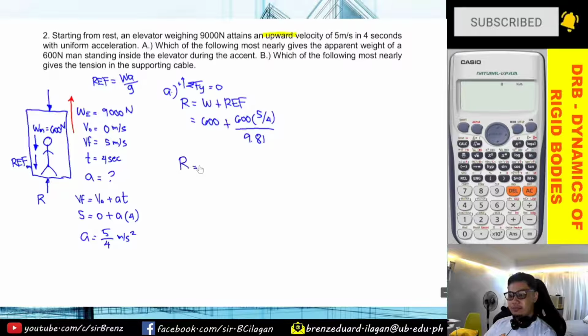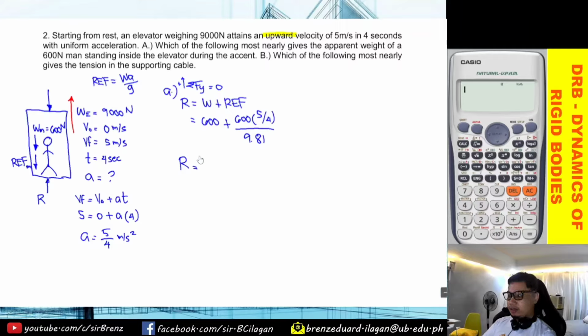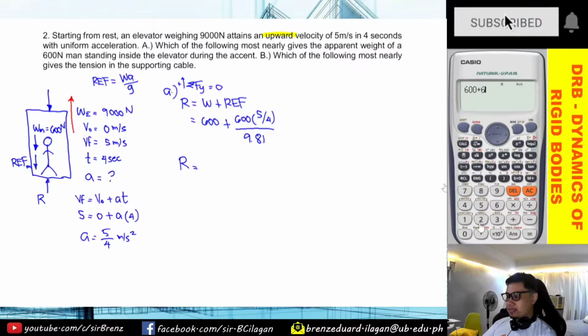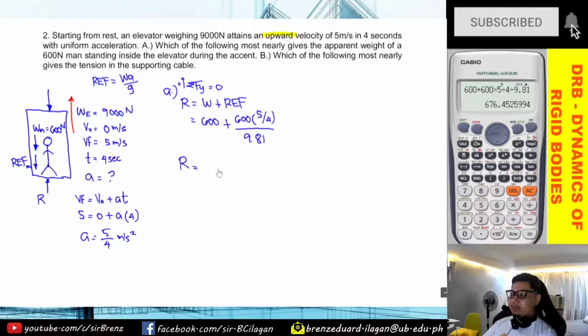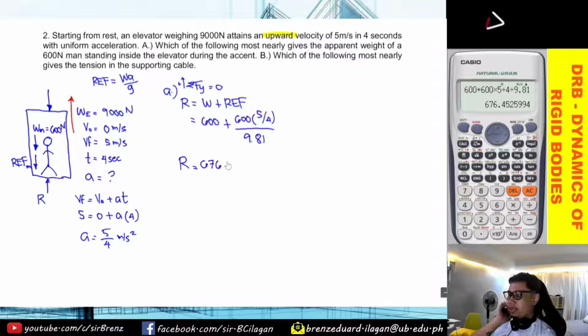So what will be the force exerted by the man on the floor? So that is 600. Open ko lang yung calculator. So that is 600 plus 600 times 5 divided by 4 and then divided by 9.81. Ayan. So nadagdagan pala yung man ng 76 Newton during the ascent of the elevator. Ascent ba yun? O ascend? Kaya nalilito ako dito eh. Ang alam ko pataas, ascend. 676.4526.